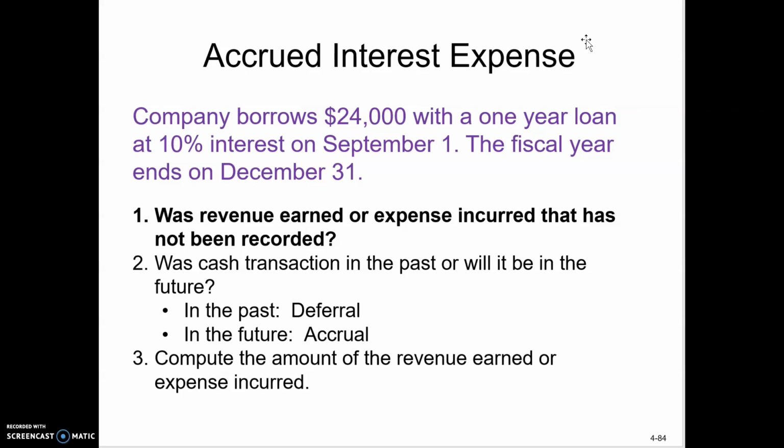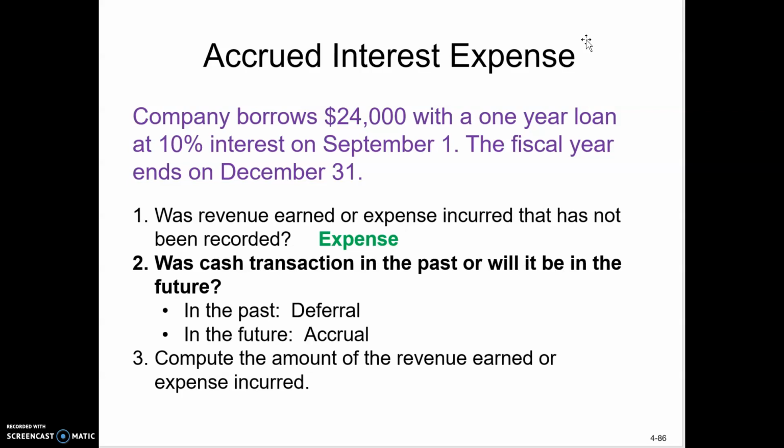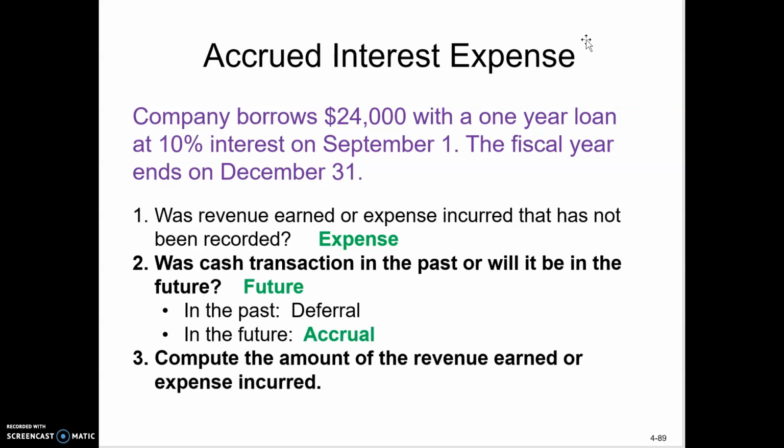Our fiscal year ends on December 31st. So on December 31st, we have incurred expense for September, October, November, and December. So when we're talking about interest on a loan, we're talking about an expense. And the cash transaction isn't going to be paid until September of next year. So since it's being paid in the future, we're dealing with an accrual. And so, as I said, we'll talk more about the calculation later.